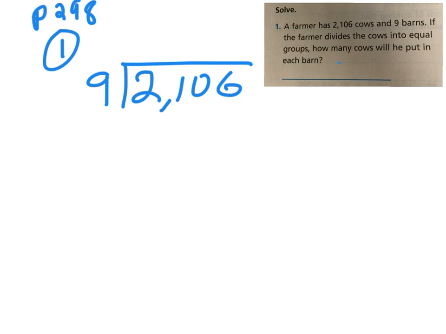Okay. We want to take the total number of cows, which is 2,106 cows, and split them evenly as possible into 9 barns. So that problem will be 2,106 cows. Divide those cows into 9 groups, which happen to be barns. Okay? Now, 9 does not fit into 2, but 9 fits into 21. 2 times 9 is 18. Subtract. Got to borrow here. 11 minus 8 is 3.